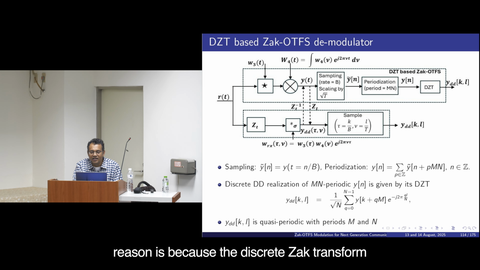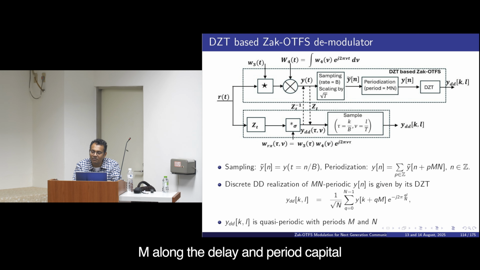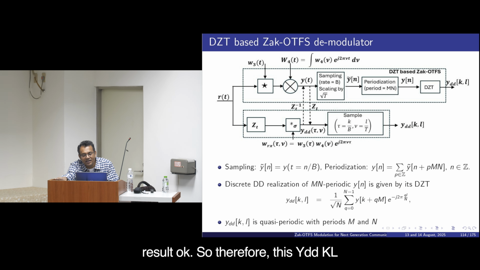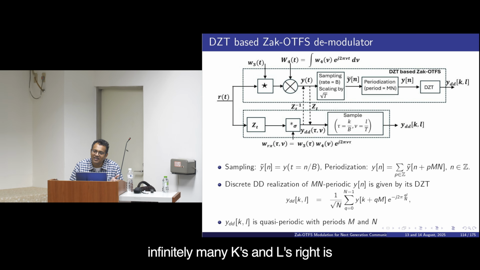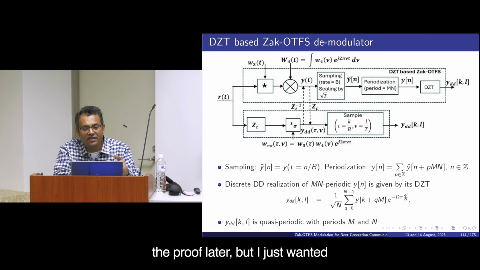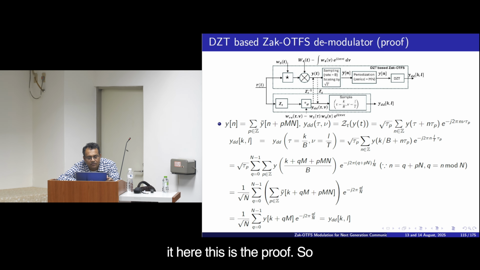and the reason is because the discrete Zak transform of any periodic signal, any MN periodic signal, is always quasi periodic with period M along the delay and period capital N along Doppler. That is a mathematical result. So, this y_dd[k,l] is quasi periodic, it is repeating with M and N. So, there is no need to calculate y_dd[k,l] for all infinitely many k's and l's. Is that okay? I will come to the proof later, but I just wanted to give you some idea. Here, this is the proof.